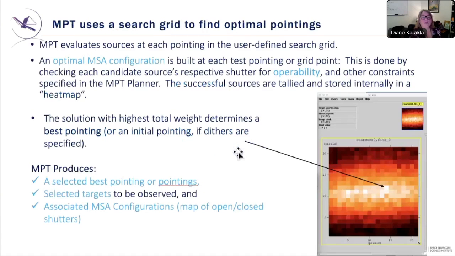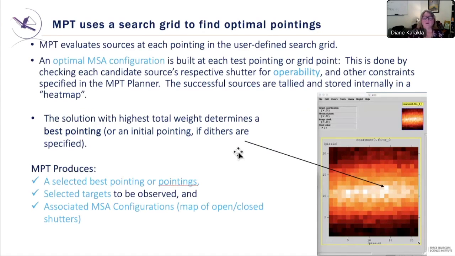Internally, what MPT is doing is creating a heat map, based on the way the search grid was defined. The heat map has a pixel for every one of the search grid points. So you specify the width and the height of this field and the spacing of the field. Here's one example here.